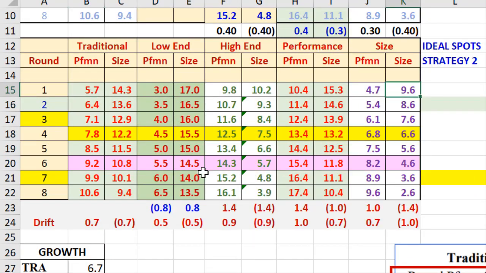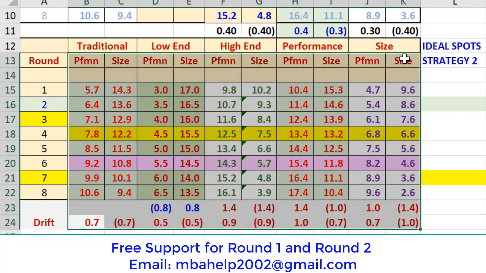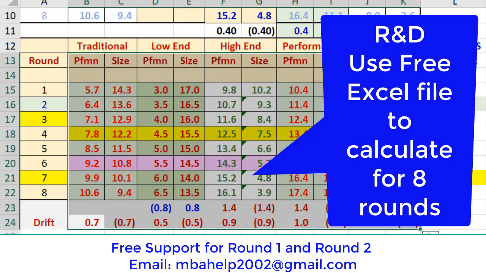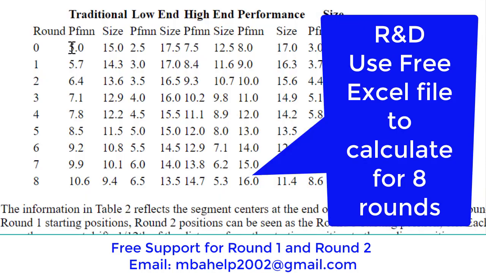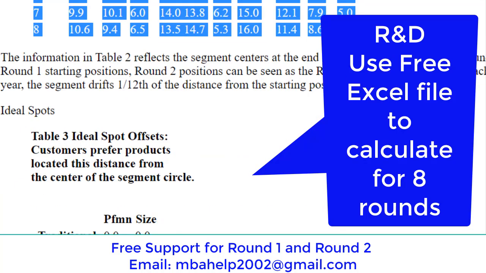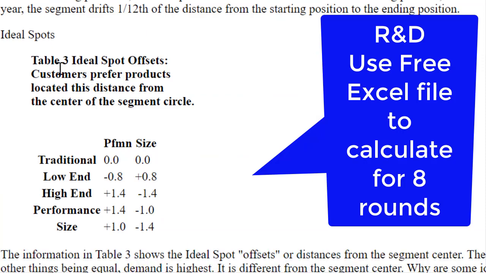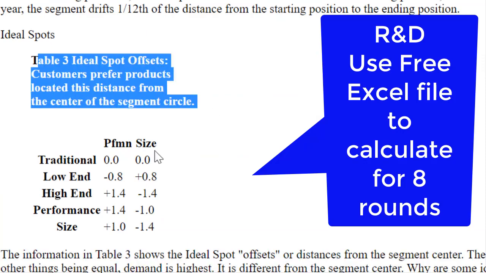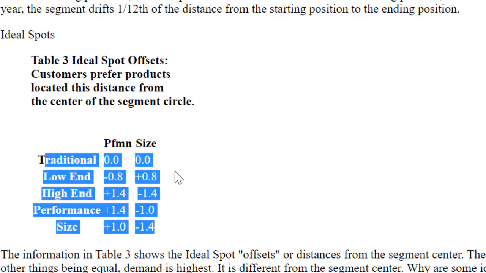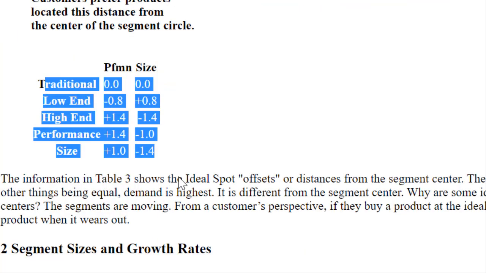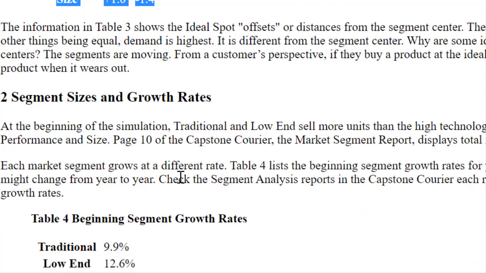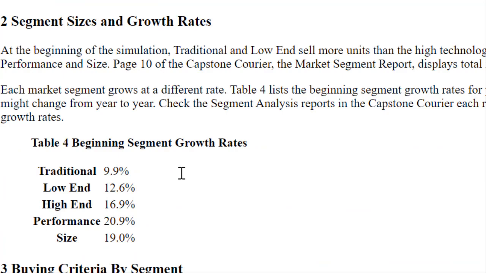We can copy this into the Excel file to calculate updates faster for all 8 rounds. Note that we need to update the product by moving it not to the center of the segment but to the ideal spot. So we need to update again based on table number 3, ideal spot. Customers prefer a location at a distance from the center of each segment, so we need to update the product a second time after adjusting, to move the product to the ideal spot.